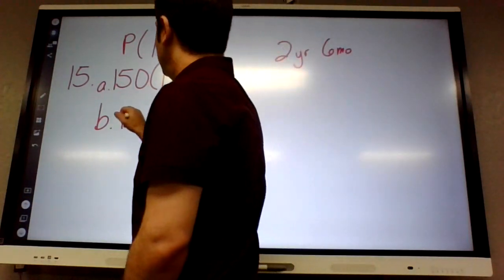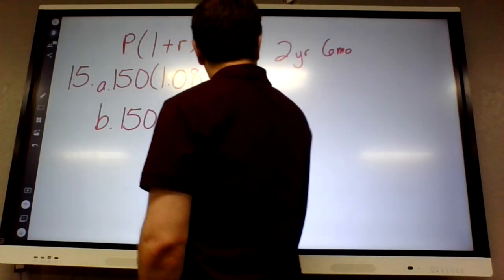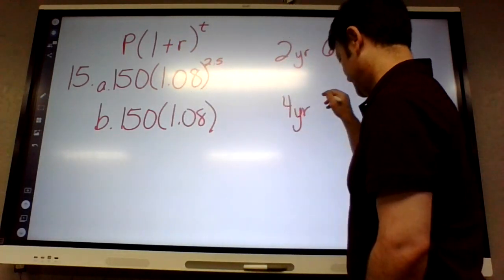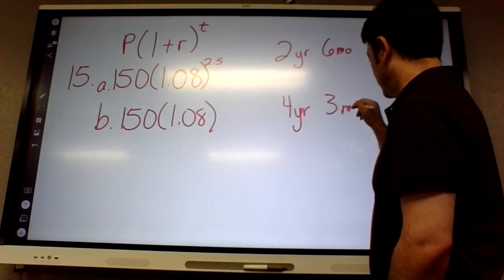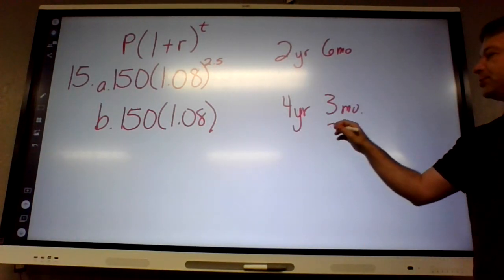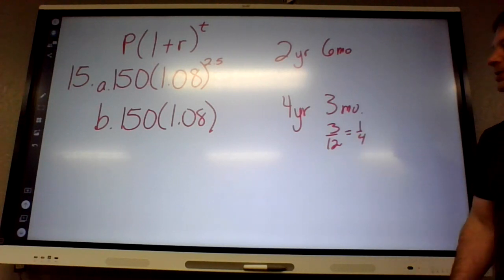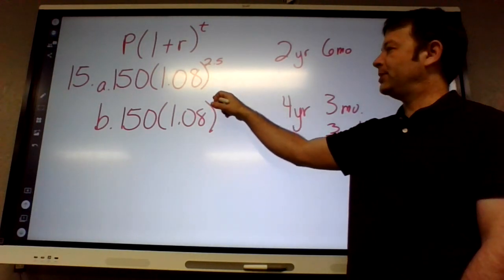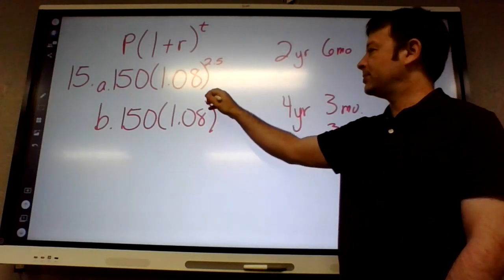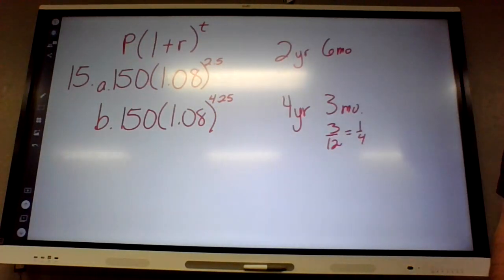So, what would 4 years and 3 months be? How many years is 3 months? What fraction of a year? Yeah, it's 3/12 of a year, so that reduces to 1/4. So you could put 4 and 1/4 up here, or an improper fraction, or you can just put 4.25, which would be the easiest way to do it. 3 months is only 1/4 of a year.